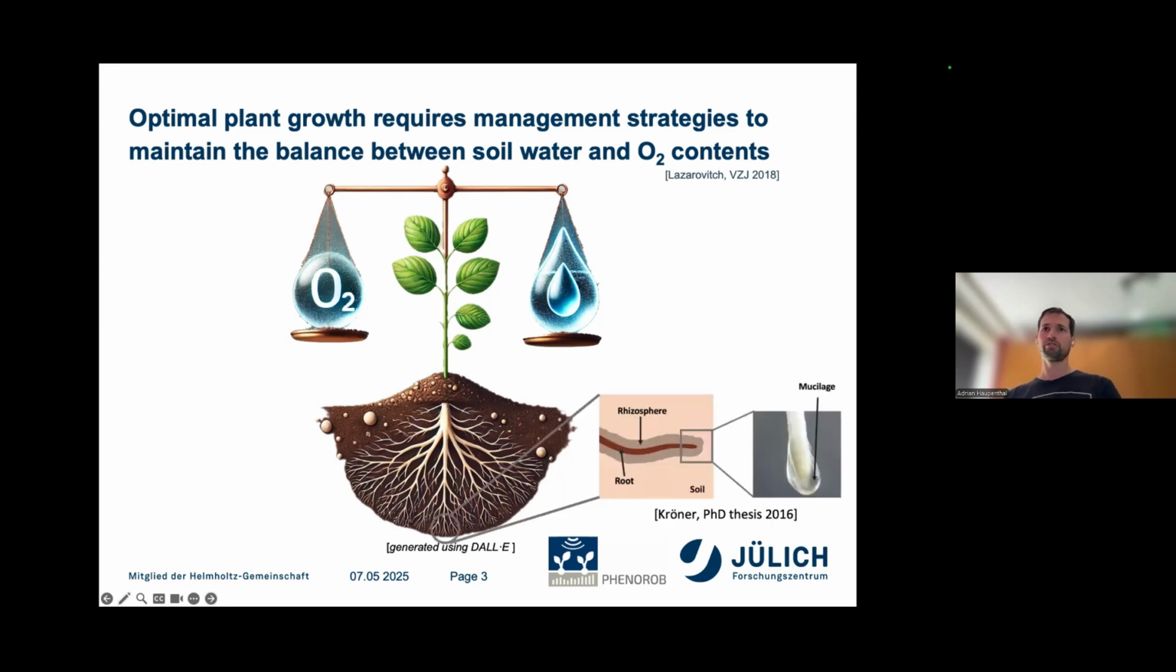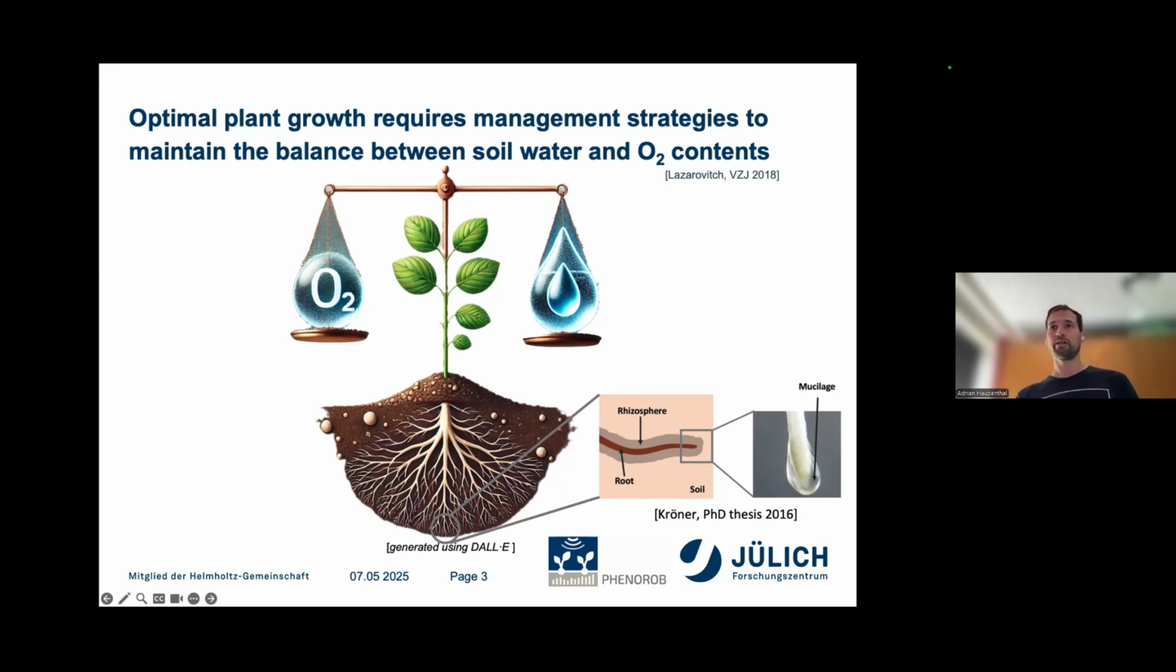But before the oxygen can reach the root, it needs to pass the rhizosphere, a small layer of soil around the root whose physical properties are actively modified by mucilage. Mucilage is a polymeric hydrogel-like substance that is secreted by the root tip during growth and deposited around the root, creating the so-called rhizosphere.